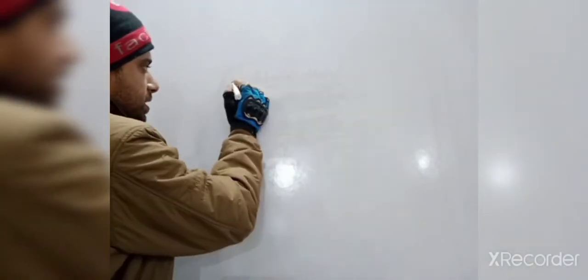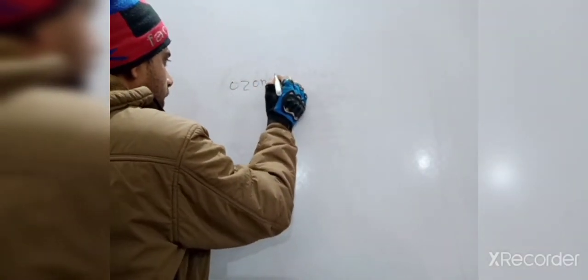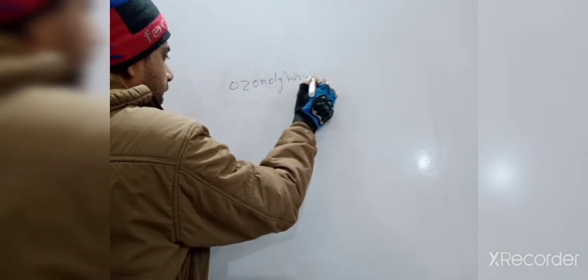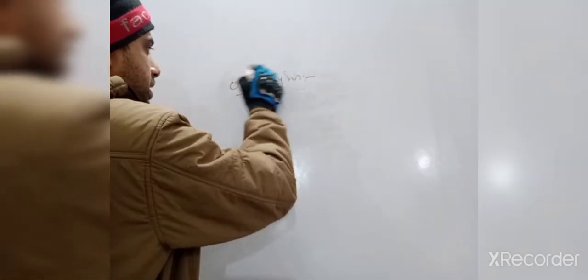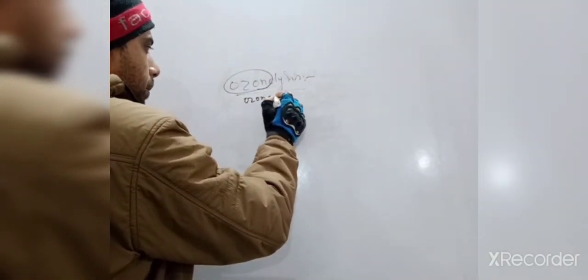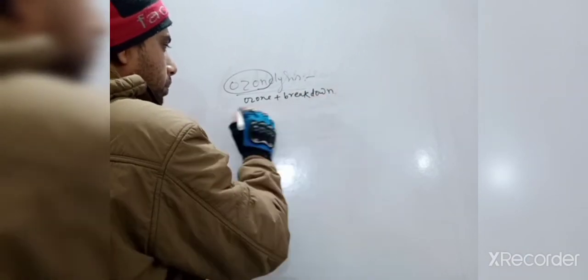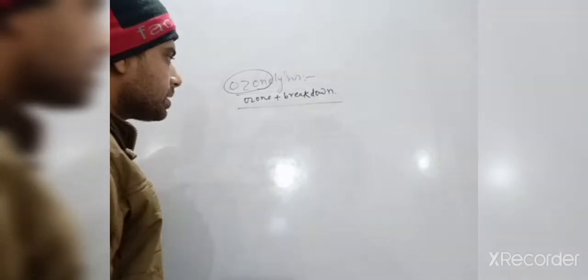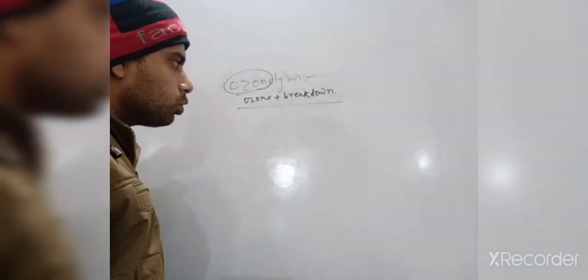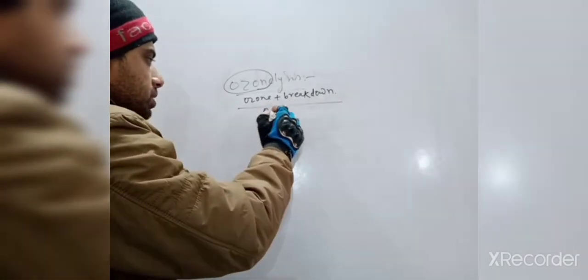Now in this video we are talking about ozonolysis, one of the chemical properties of alkenes. Ozonolysis means the breakdown of ozone. Ozone plus lysis, lysis means breakdown. Here we can see how we can break down the ozone molecule. You know the formula is O3.